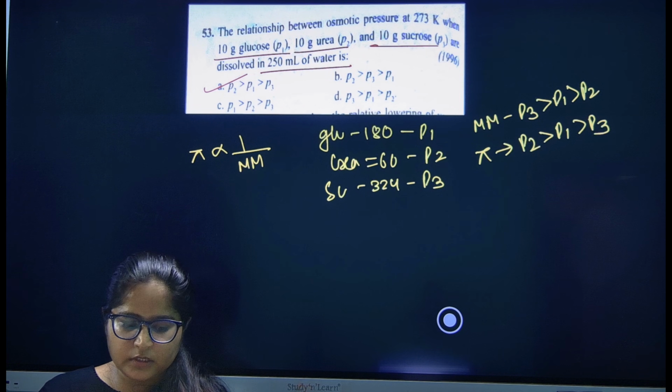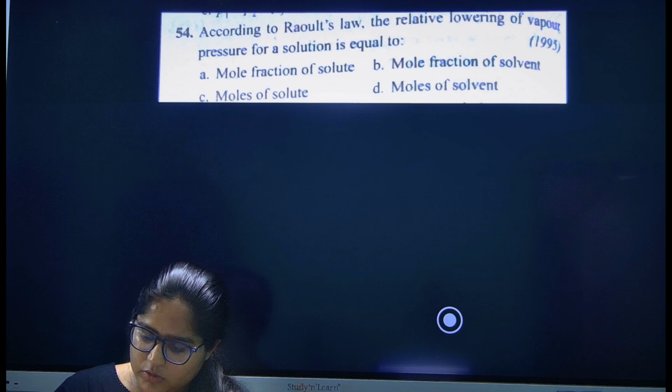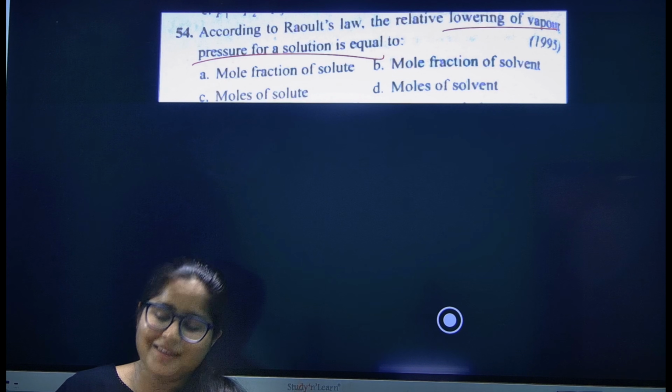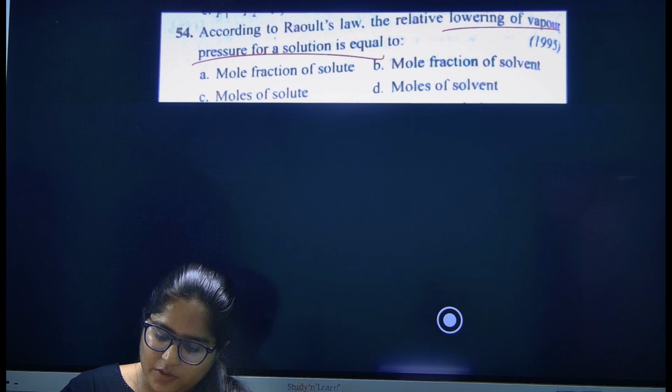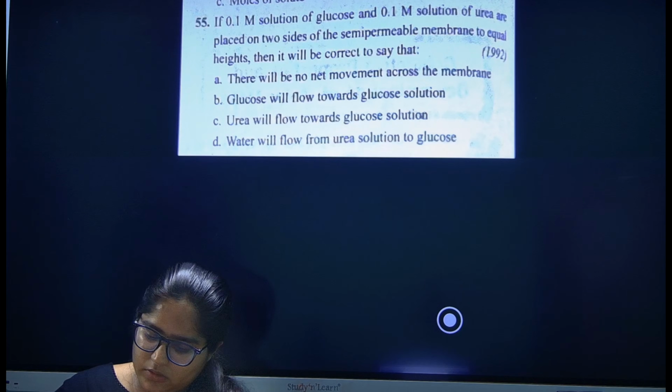Now let us see the next question. Question number 54. According to Raoult's law, the relative lowering of vapor pressure of a solution is equal to the mole fraction of non-volatile solute. Option number A. Okay, fine. Now note down the next question.